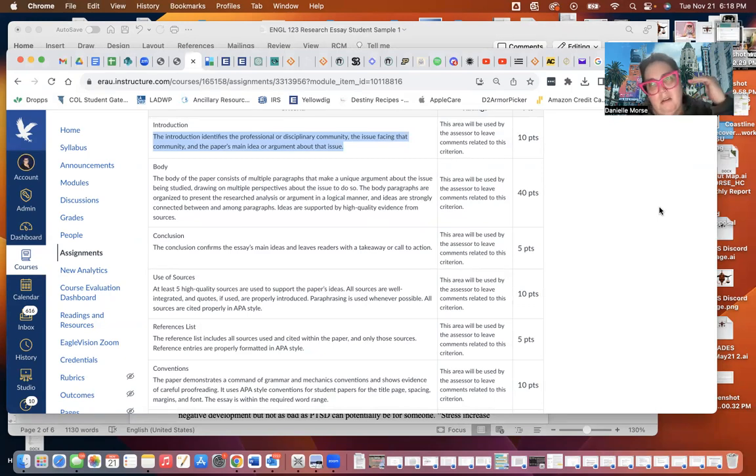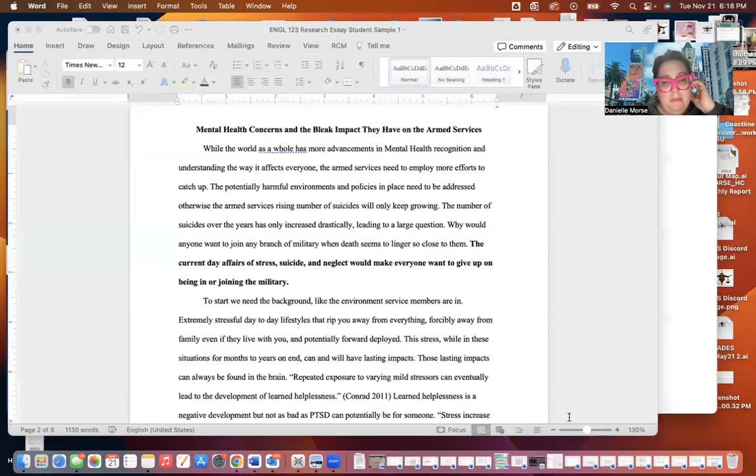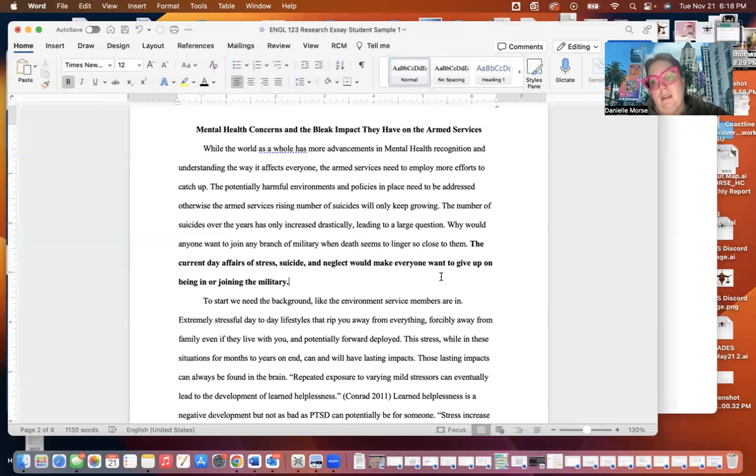It's executed average. You're just meeting that base. You've identified the community, you've identified an issue facing that community, but what is the actual argument? There's an attempt at an argument, but I would honestly say that they say that it's a large question: why would anyone want to join a military branch when there's so much mental health problems?